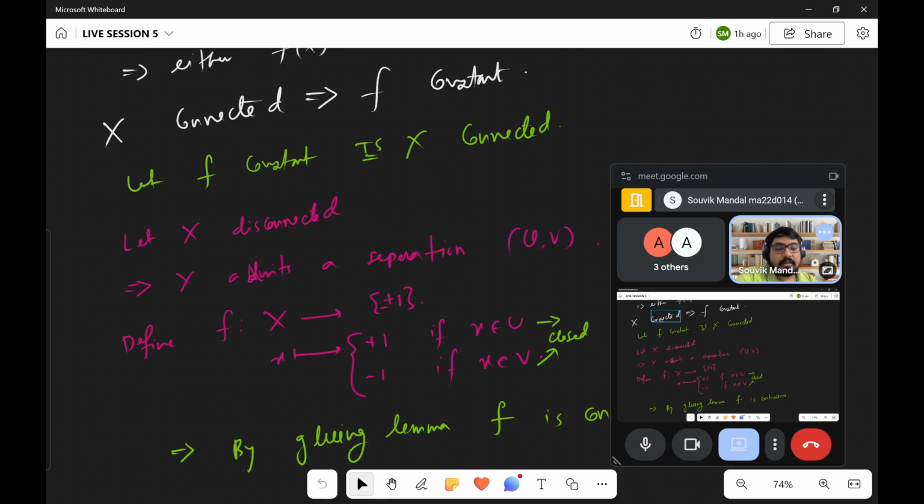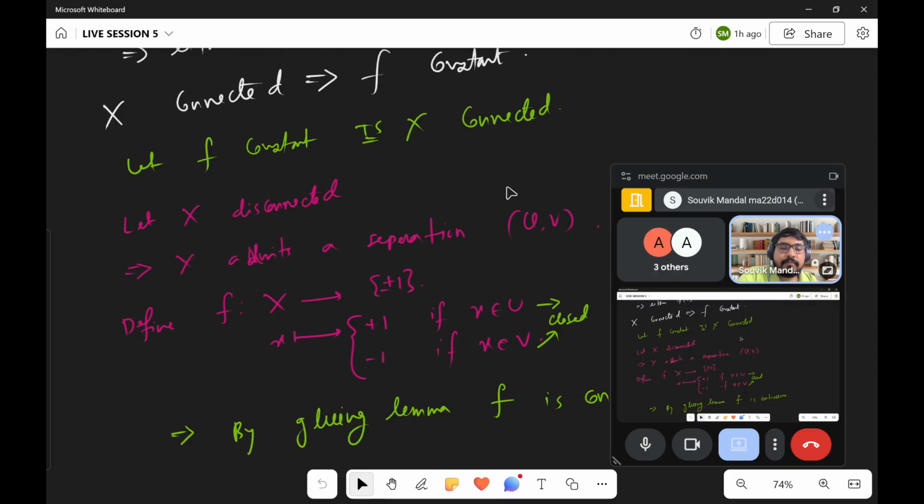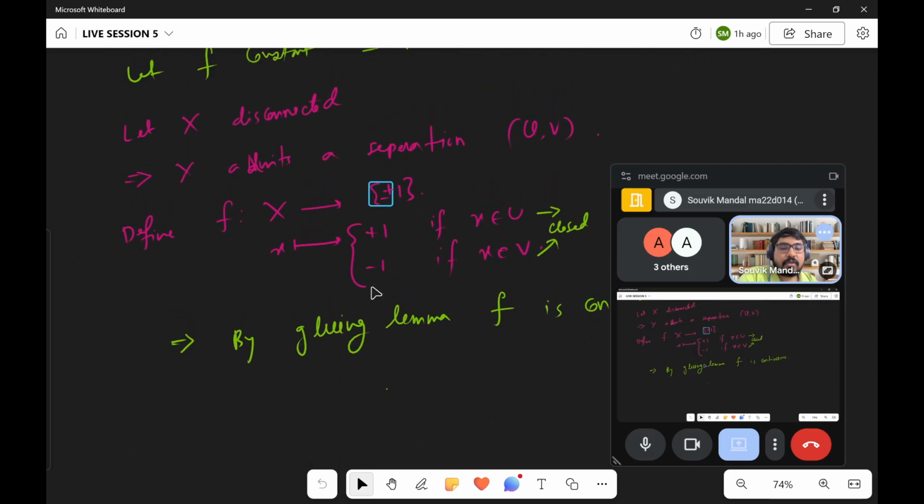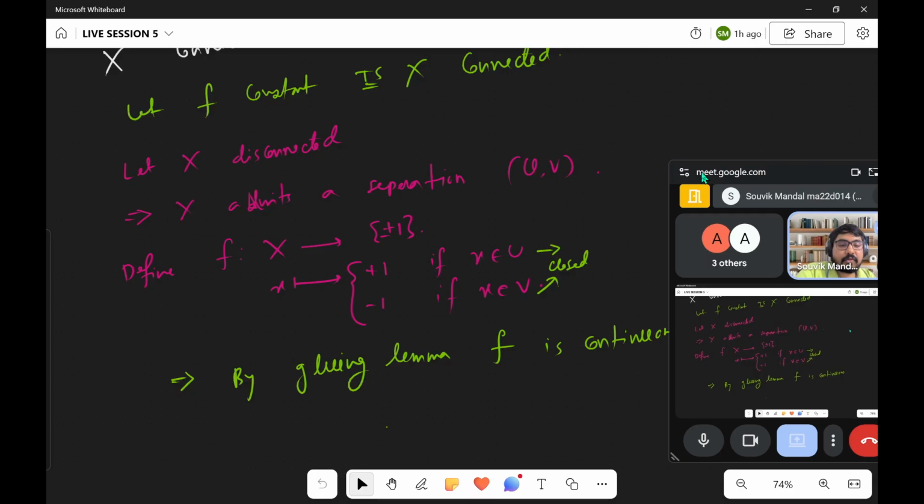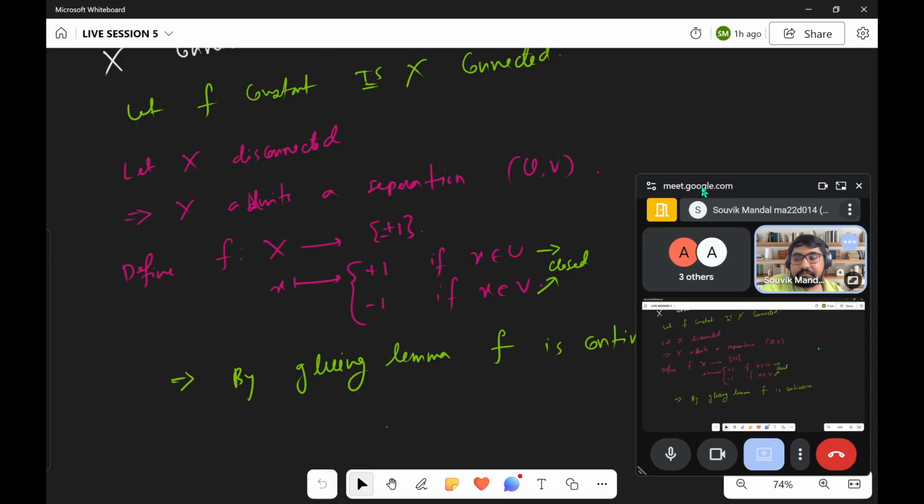So this tells us that if X is disconnected, we can have a function from X to plus minus 1 which attains both of these values. So that is the way of solving this problem. Is the argument clear to everybody? Please let me know. Yes, sir. Okay.